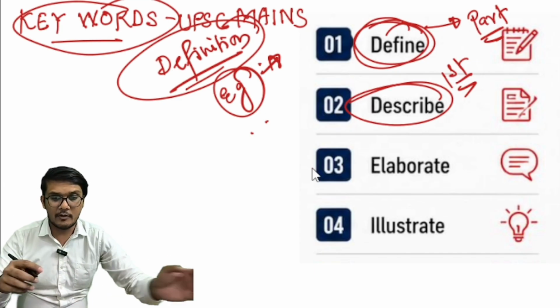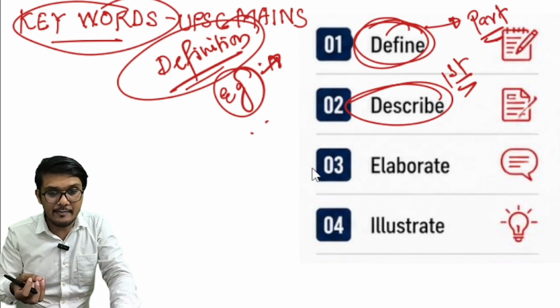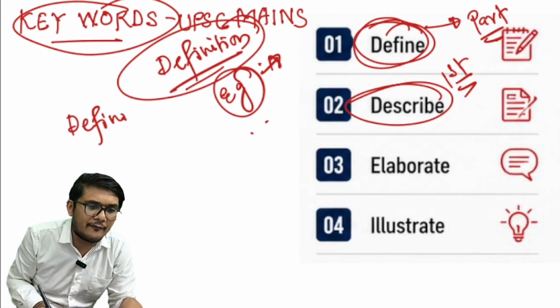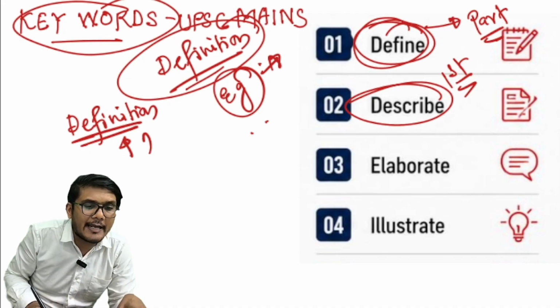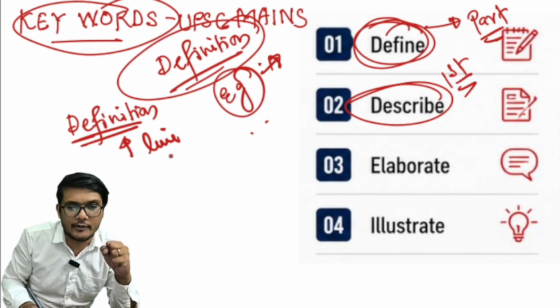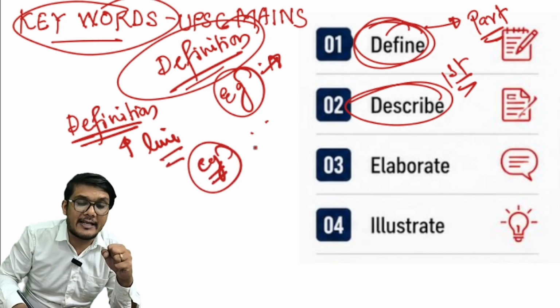Next is the keyword describe. Now in describe, you cannot simply define and move ahead. You have to describe it. That means you can start by giving the definition of a particular thing, but then add a line or two depending upon the emphasis that is given in the question. Plus, you will describe it with an example.